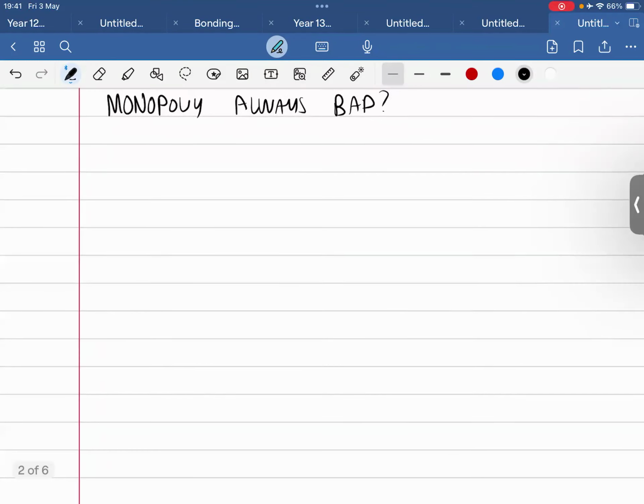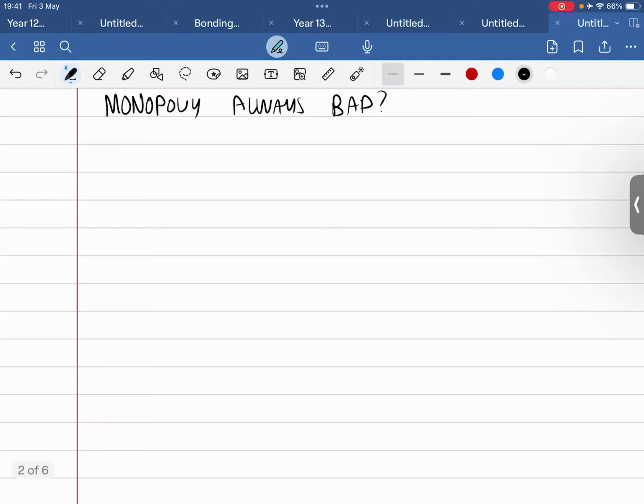If the question is asking about monopolies, they might say, are monopolies always bad, or can they be good? So the first thing I would do in my introduction is just say what a monopoly is. If it's a pure monopoly, it's a sole seller. And if it's a firm with monopoly power, then it has significant market share.